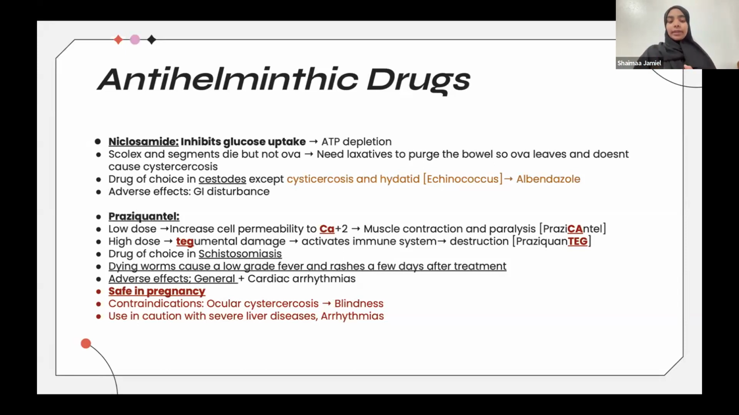So you're not supposed to leave it in the gut, and that's why you should give laxatives or purgatives to remove the dying larvae and the ova and so on, to prevent the cysticercosis. Okay, and niclosamide is the drug of choice in cestodes, so tapeworms. However, as we mentioned, cysticercosis and hydatid cysts, their drug of choice is albendazole, okay, because now they're tissue infections and they're no longer in the lumen. And the adverse effect is GI disturbance. And the last drug, which is praziquantel.